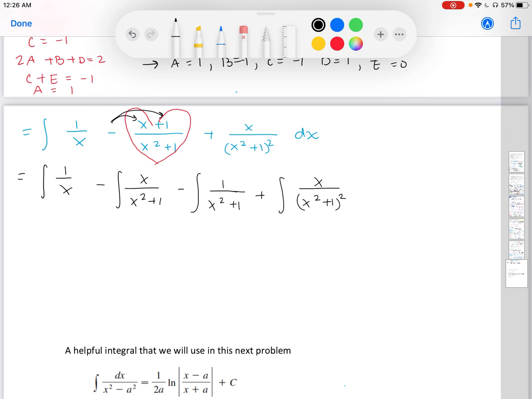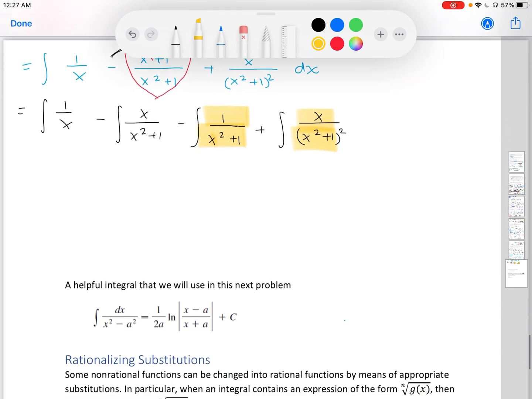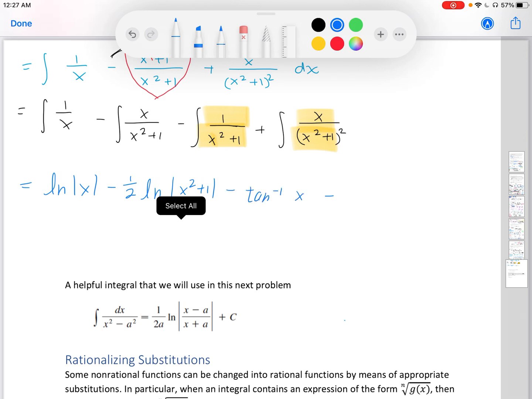All right, let's go ahead and integrate. So here we see again that tangent inverse integration identity, and here you can just go ahead and use U substitution to finish the problem. All right, our answer will be ln of x minus 1/2 ln of x squared plus 1 minus tangent inverse of x minus 1 over 2 x squared plus 1 plus c.